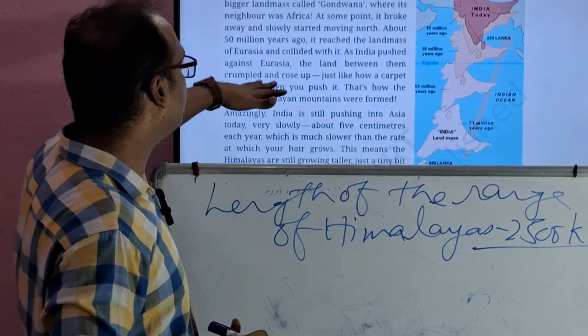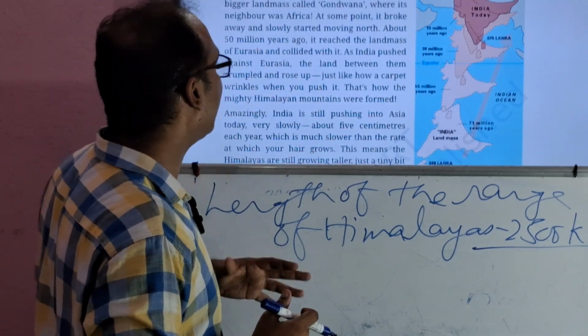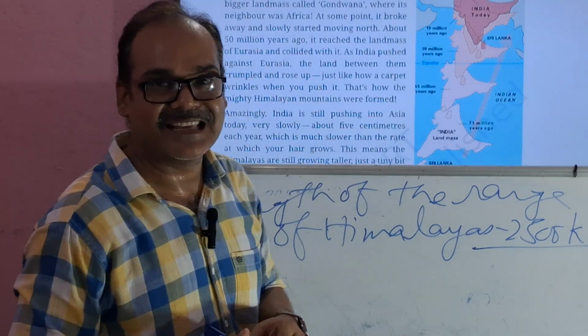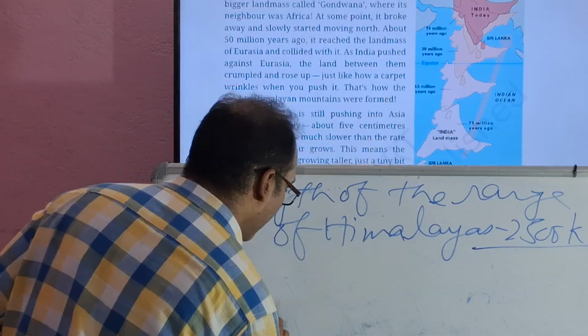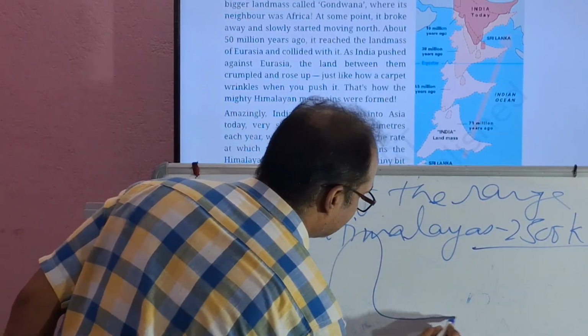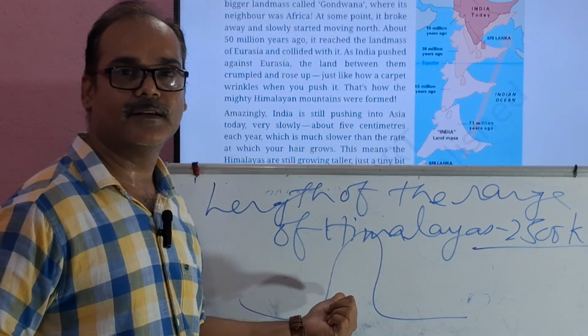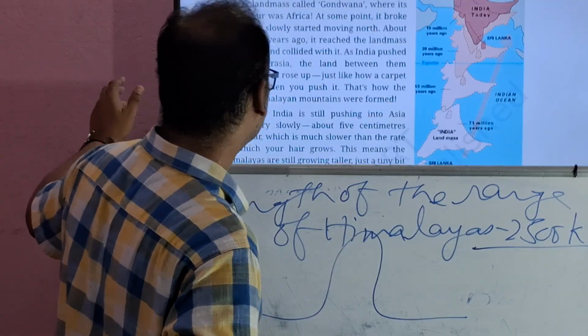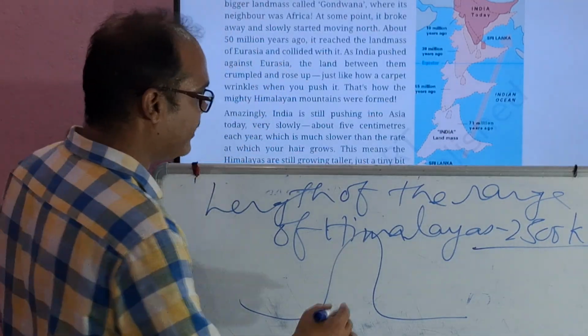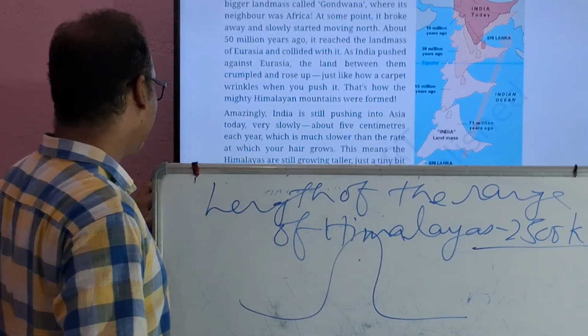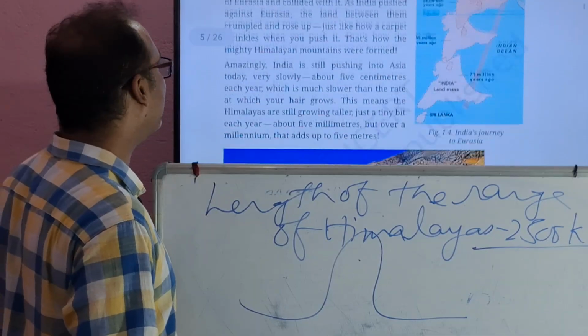The land between them crumpled and rose up, just like how a carpet wrinkles. Have you seen a carpet? You push it from both sides, right? Like this, and what will happen? It will be like this. Got it? Okay. That's how the mighty Himalayan mountains formed. Amazingly, India is still pushing into Asia today.